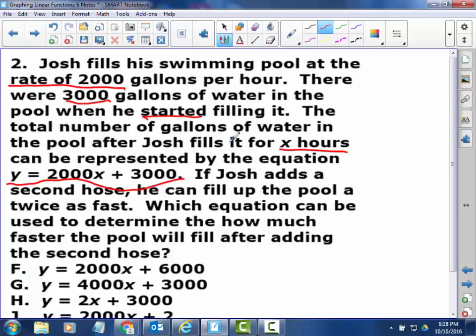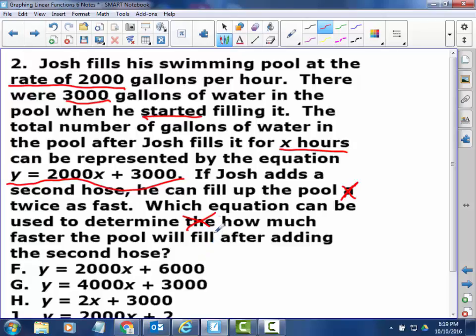Now let's move on. If Josh adds a second hose, he can fill up the pool twice as fast. Oh, that A doesn't need to be there. Let's take that out. That doesn't make grammar sense there. Okay, so if Josh adds a second hose, he can fill up the pool twice as fast. Which equation can be used to determine how much faster the pool will fill after adding the second hose?